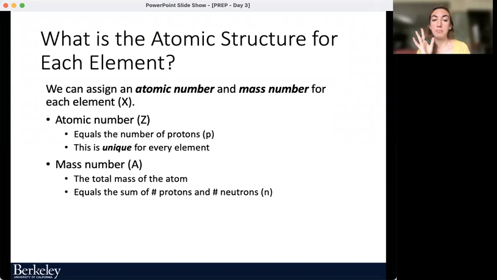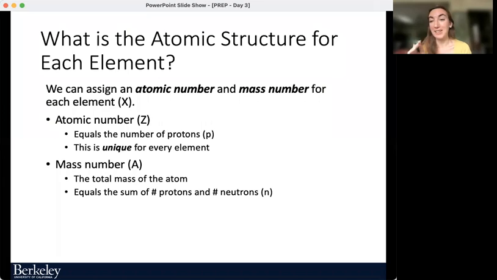And then we have the mass number, which is the total mass of the atom. Like we talked about, electrons weigh nothing. So the mass number is equal to the number of protons plus the number of neutrons. Because the electrons weigh nothing, the number of electrons doesn't factor into this mass number.